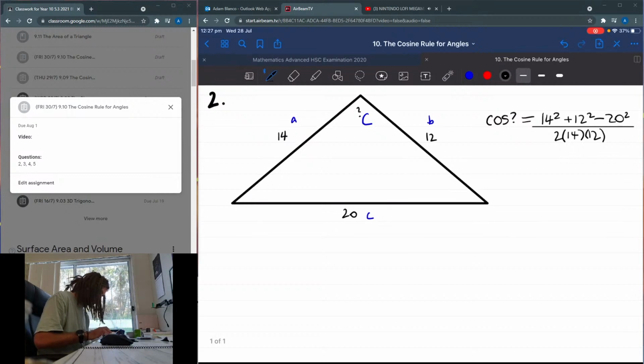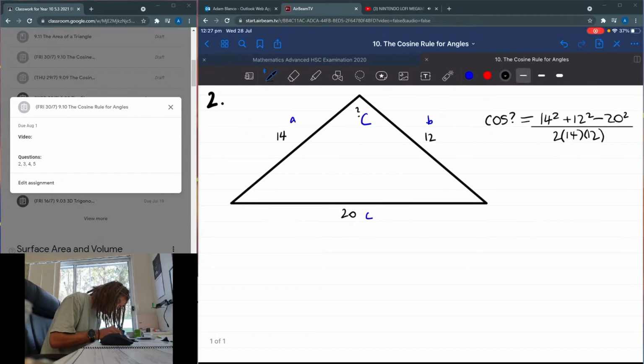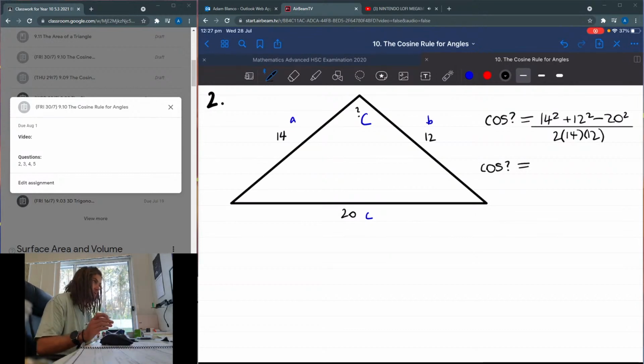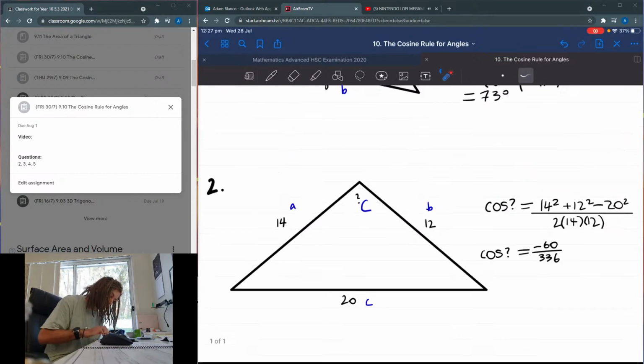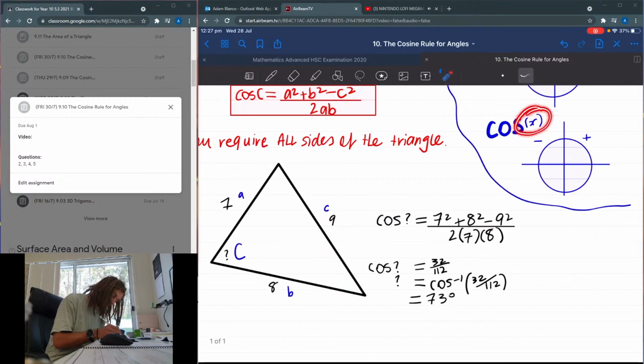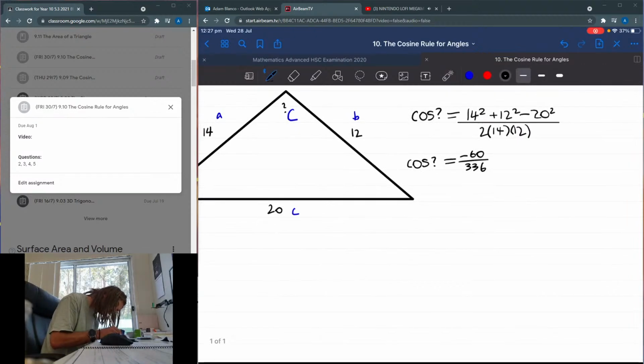Okay, so when I type that into the calculator, here's where it gets a little bit strange. I get negative 60 on 336. So what that's basically saying is this is an x value, it's in the negatives. So if I have an x value here, which is in the negatives, that means I'm looking for a value that's here. And so that means I'm looking at an obtuse triangle. So this tells me that it's obtuse.